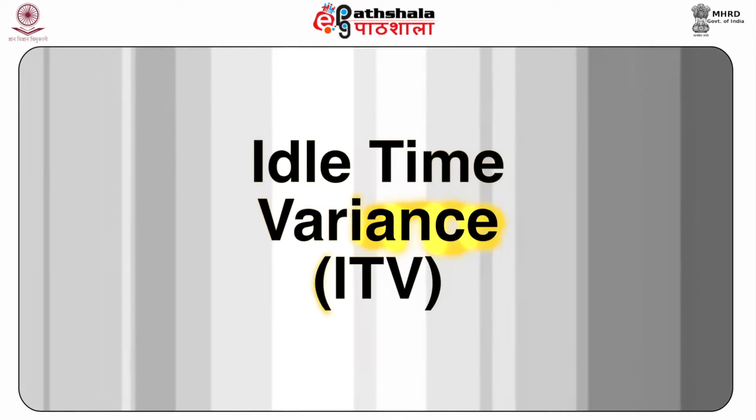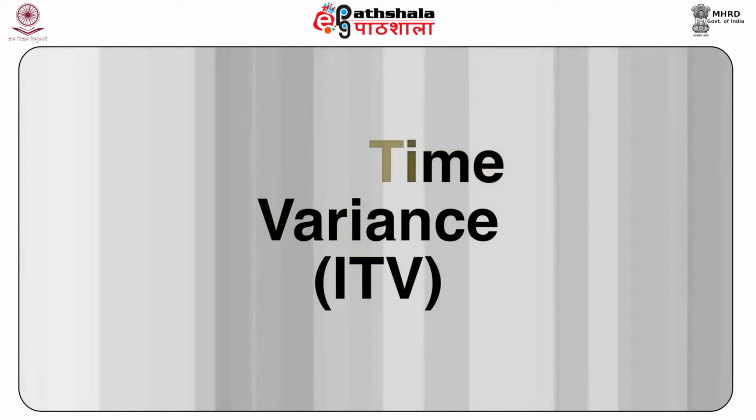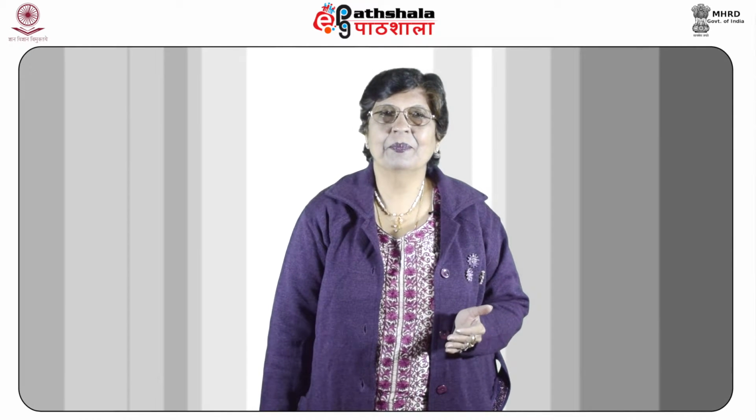We would first understand the concept of idle time variance, in short known as ITV. Idle time means that the workers are not able to utilize the total time for which they are paid and are sitting idle for some time. It can be because of any reason such as strike, power failure, shortage in supply of material, etc. Idle time variance is that part of labor efficiency variance which is unproductive due to idle time.